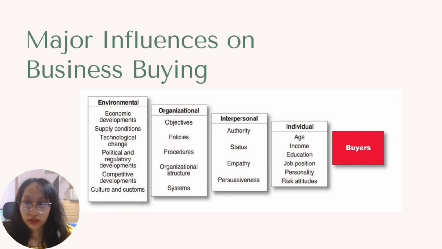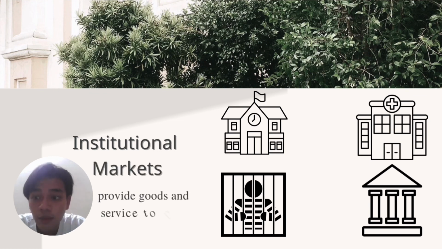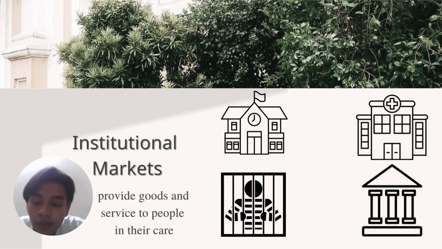The figure on the screen shows environmental, organizational, interpersonal, and individual factors that influence business buyers. And next, let's find out some things about the institutional market. It consists of schools, hospitals, nursing homes, prisons, and other institutions that provide goods and services to people in their care. Institutions differ from one another in their owners and their objectives. For example, Community Health Systems runs 203 for-profit hospitals in 39 states, generating 18 billion in annual revenues.